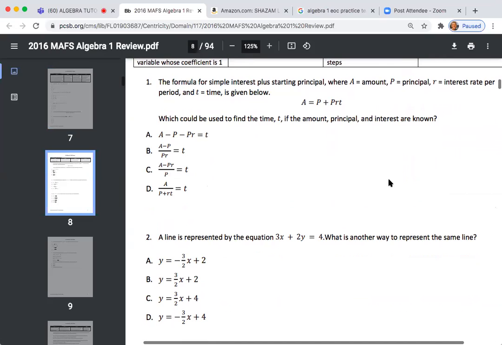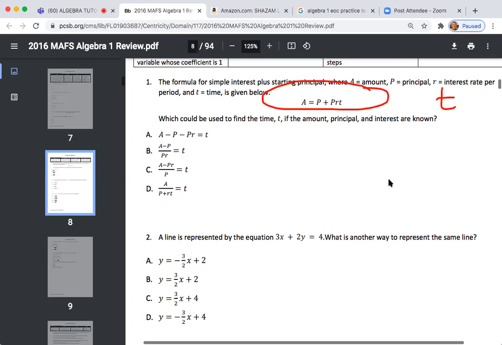Now we're talking about the formulas, and this one gives you the formula to calculate the future value, where you have the principal plus the interest, and the interest is calculated as PRT, which could be used to find T if the amount, principal, and interest are known. So they want you to take this problem right here, Brendan, and solve it for T. Get the T isolated, get the T by itself.